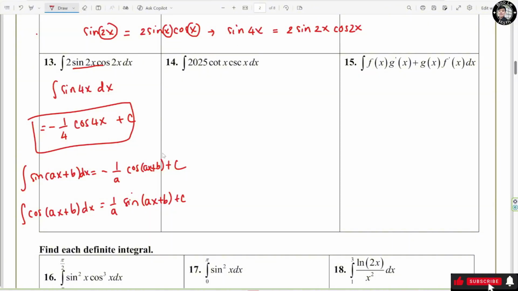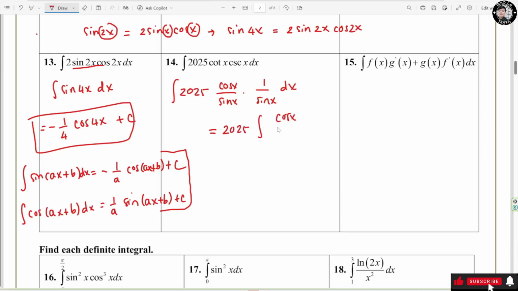Now let's move on to question 14. We just manipulate this one a little bit. So it will be antiderivative of 25. Cotangent s is going to be cosine s over sine s, right? And then cosecant s is going to be 1 over sine s, right? ds. So this guy turns out to be 25 antiderivative of cosine s over sine square of s ds, right? So we're going to use u substitution, right? So we're going to let u be sine s, and then du equals cosine s ds, right?